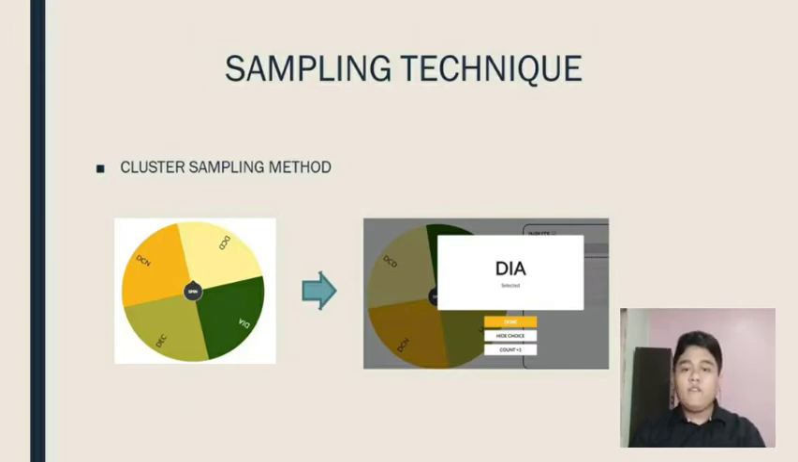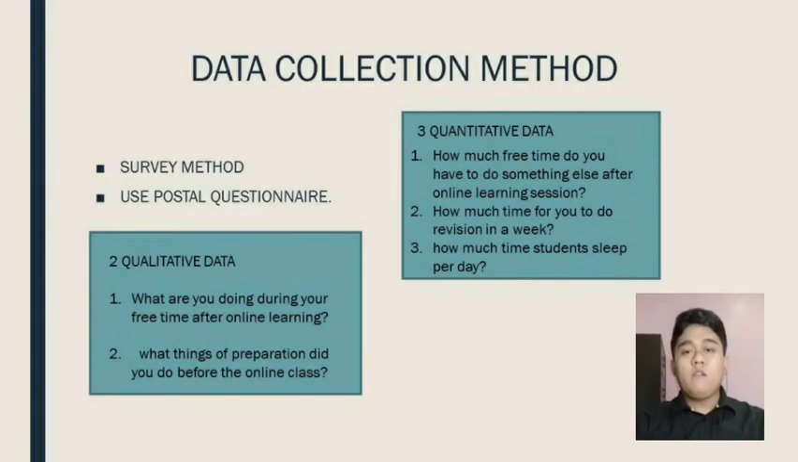After we divided the population into subpopulations by course, we chose the course using a lucky draw to make a sample. And as you can see, we got the DIA students to make a sample. For the data collection method, we use the survey method and we use a poster questionnaire.